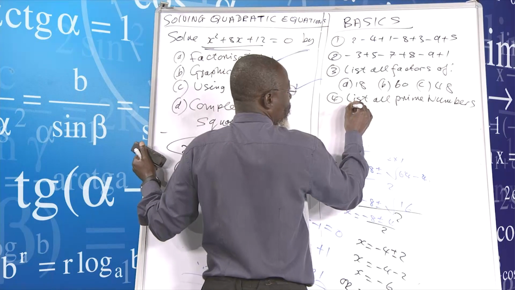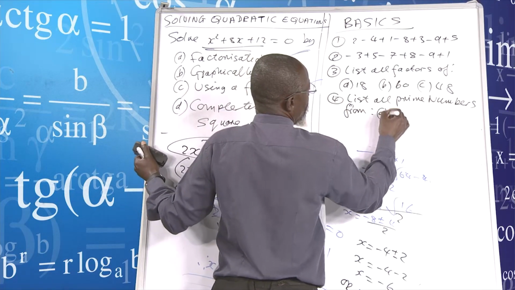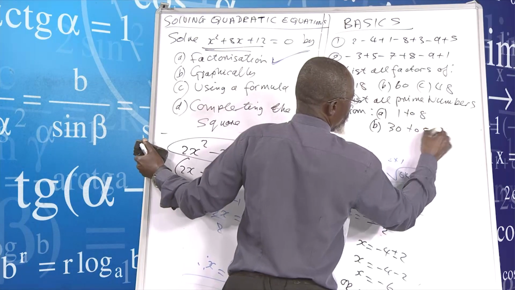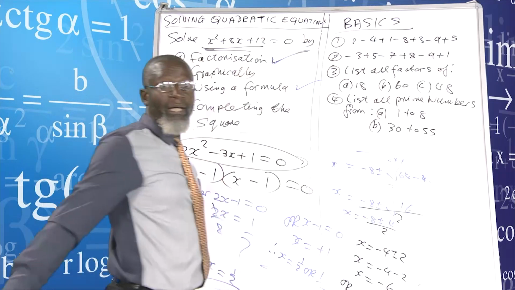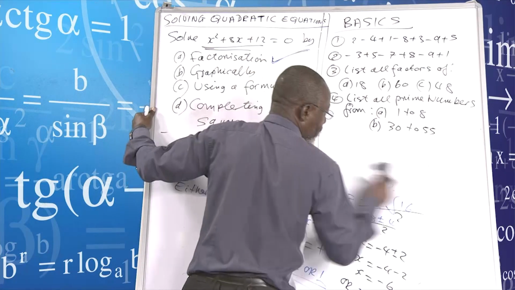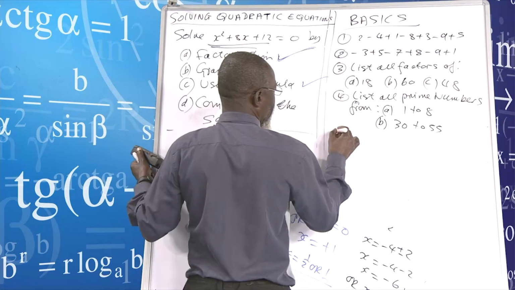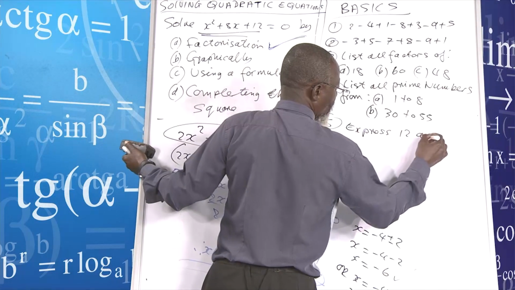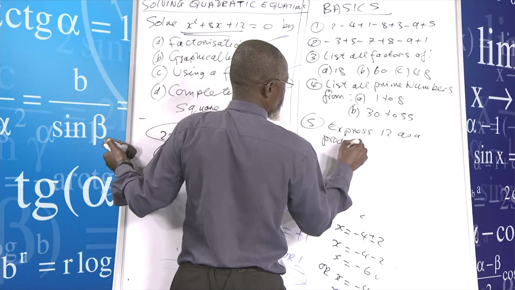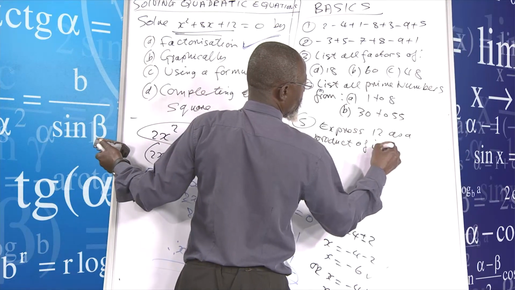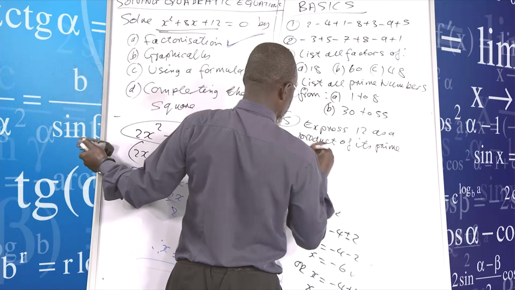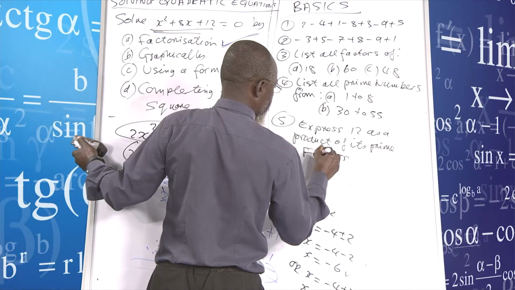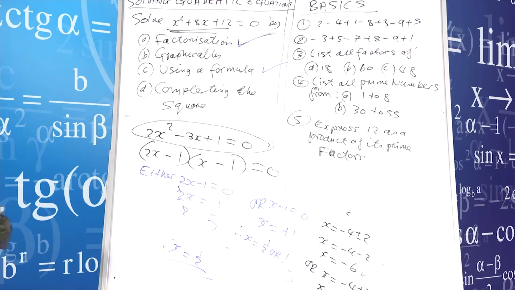List all prime numbers from A, 1 to 8, B, 30 to 55. And then the last part, I just want to simply say: express 12 as a product of its prime factors.